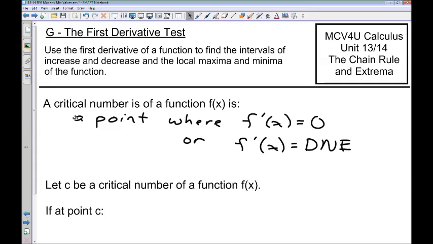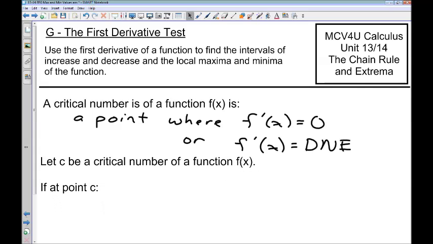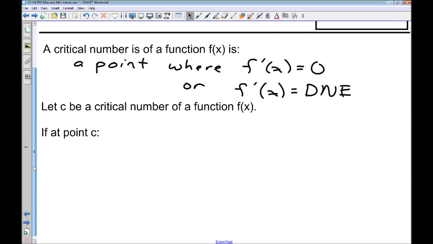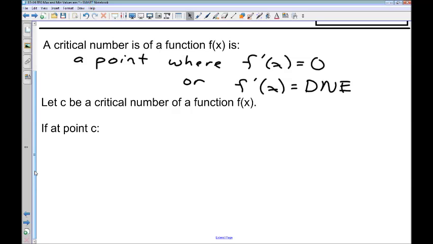So let's say we have found the critical numbers of our function by taking our derivative, setting it equal to 0, and solving for x. What is the first derivative test? Well, it tells us that if we have a critical number of our function, we'll call this critical number c, at this point c, there are three possibilities.